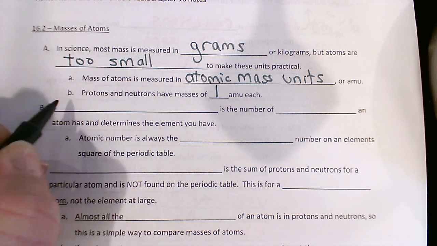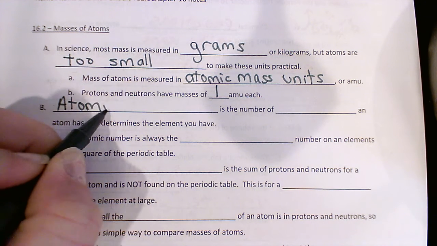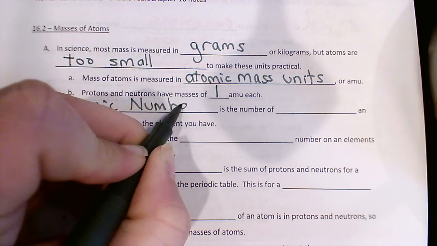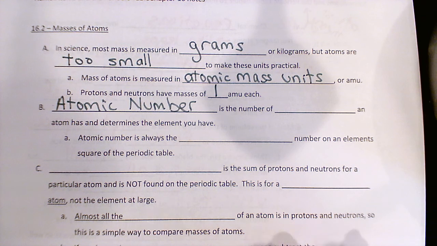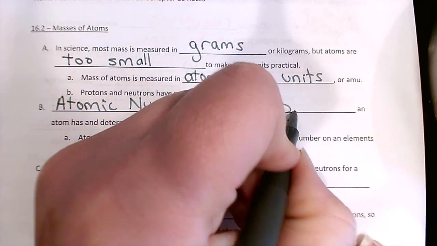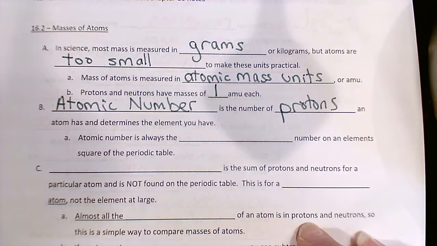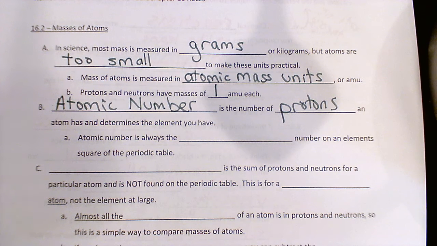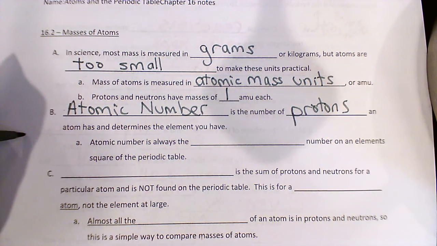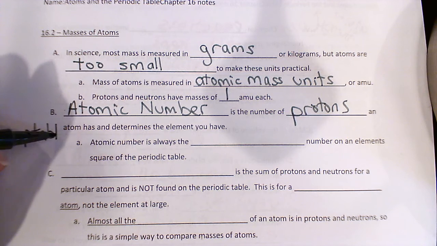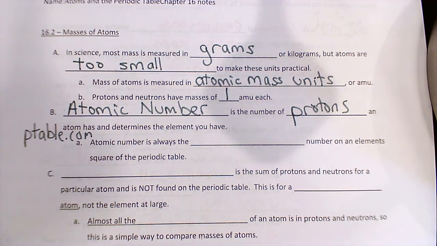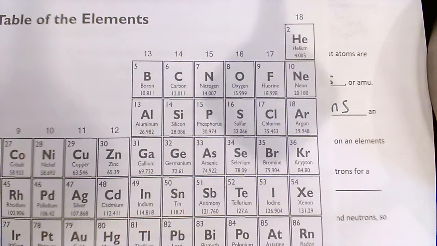Here's another one we've already talked about. The atomic number is only measuring one of our 3 subatomic particles, and it is always the number of protons. If you want to know what the atomic number of an element is, it's very easy. If you have a periodic table, remember there's one in either the front cover or back cover of your book, or there's a really nice one at ptable.com. But here's one that I printed so I could easily throw it up here.